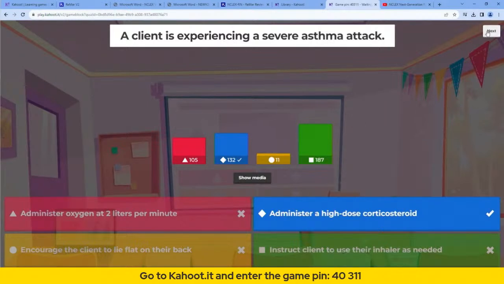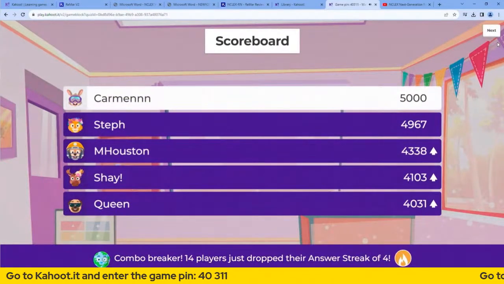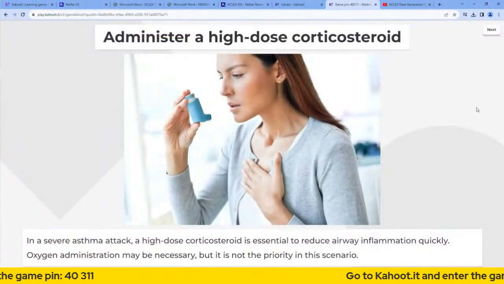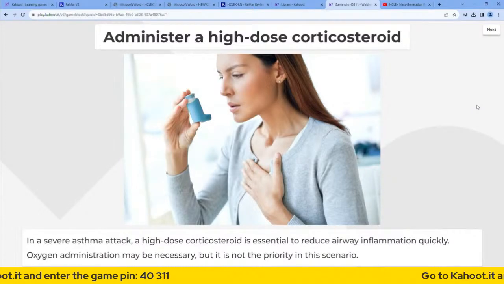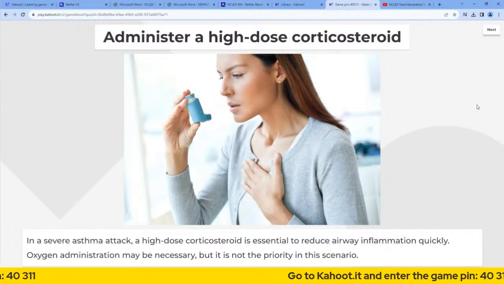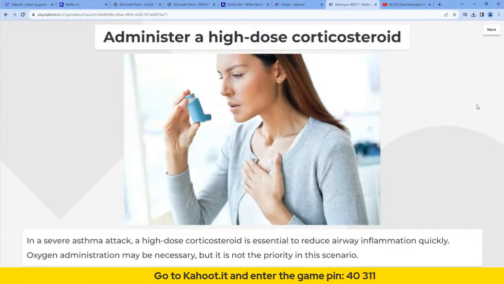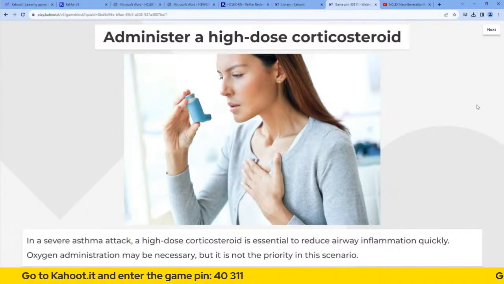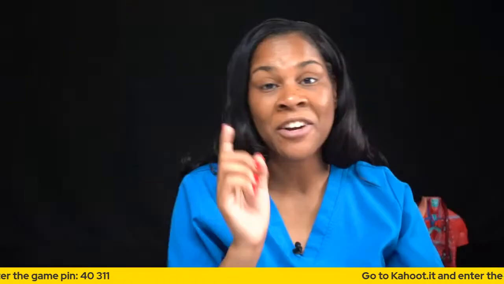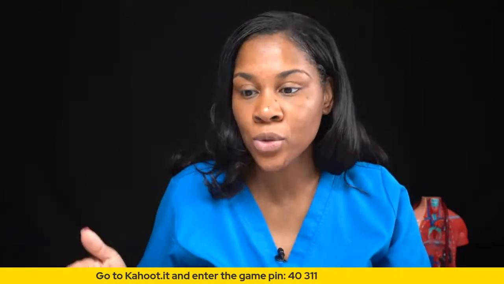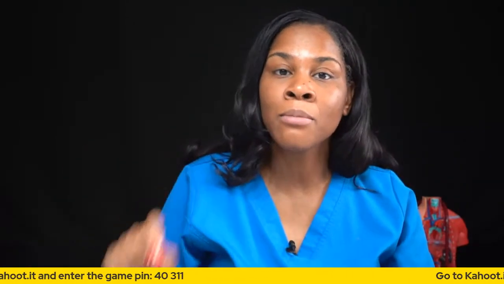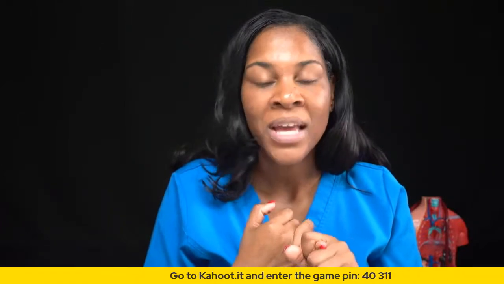Okay. So the priority here, let's see if the leaderboard changed a little bit. Administer a high dose corticosteroid. In a severe asthma attack, the corticosteroid is going to reduce inflammation quickly, and by that, it will open up those airways. And that's why it's a high dose corticosteroid. Administering oxygen is necessary, but this is one of those tricky prioritization questions where oxygen is not always the right answer. There are going to be some conditions where oxygen is not the priority. Asthma is one of those, okay?